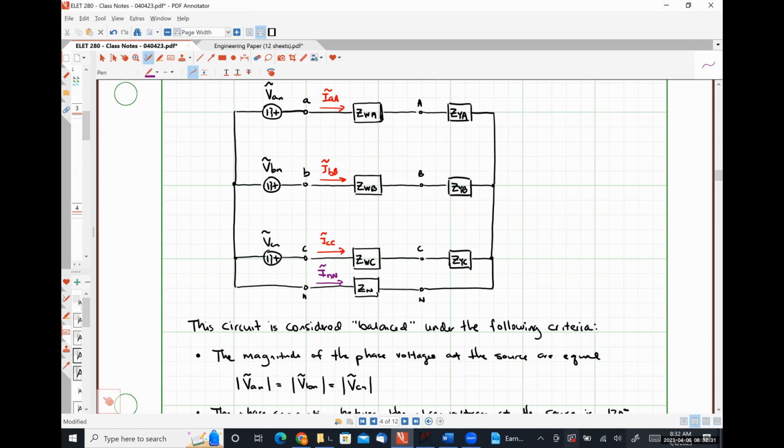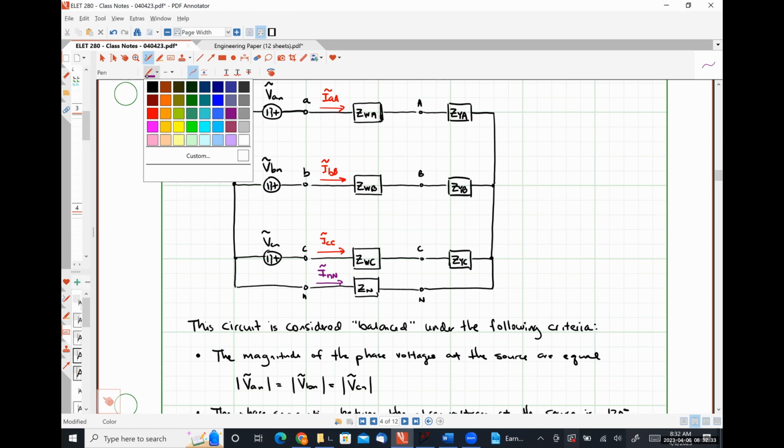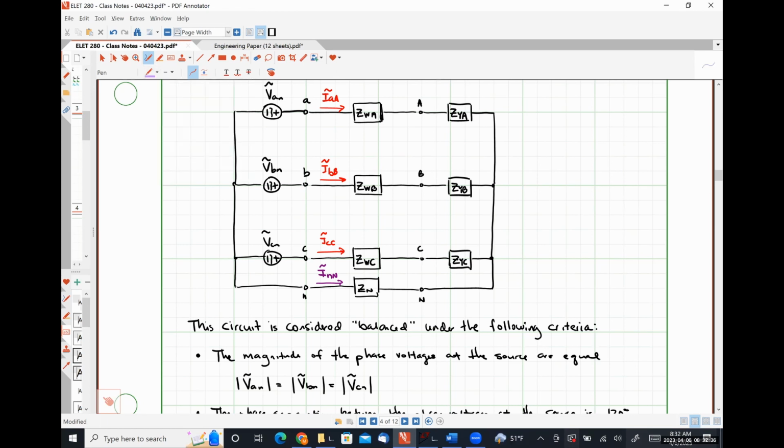So we are going to make an assumption here. We are going to assume that our source side neutral is our reference terminal for our analysis here. So I want to be very, very clear about this. It is likely the case that the neutral conductor on the source side is going to be tied to ground in a physical system, but it is not required. We are making this assumption here purely for math purposes, not for any practical purposes. Okay.